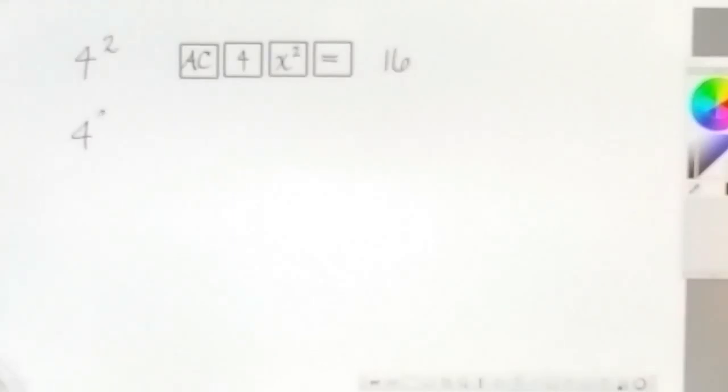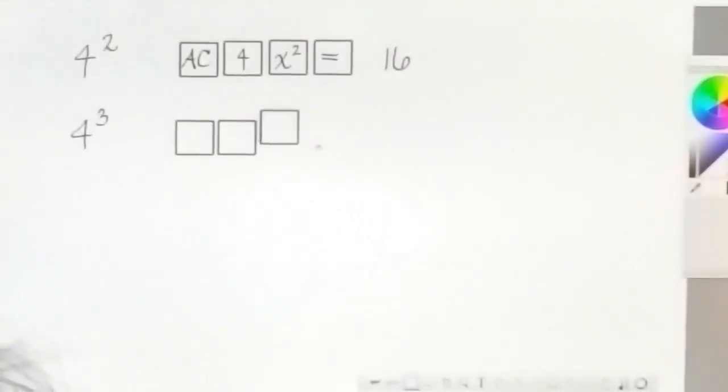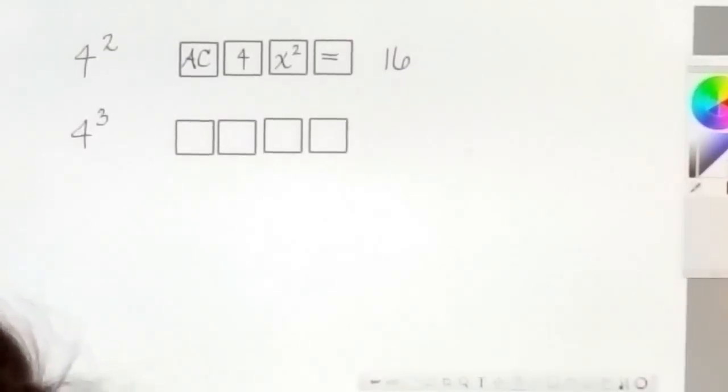If you want to do 4 to the third power, you cannot use that same button because that only works for an exponent of 2. So this one requires a different set of keystrokes. Personally, I just use this one all the time because I don't have to remember 2 sets of keystrokes. I can do everything with this particular method.